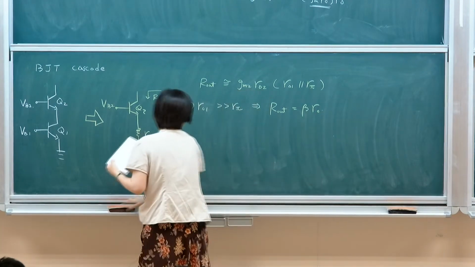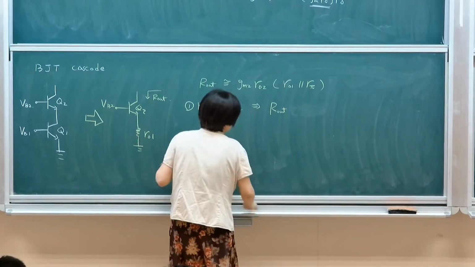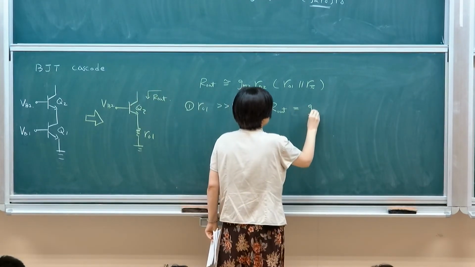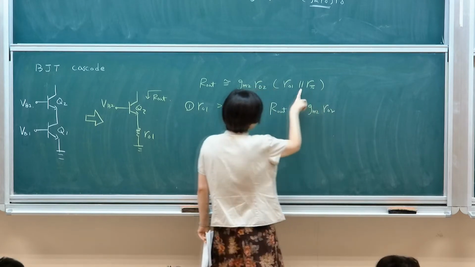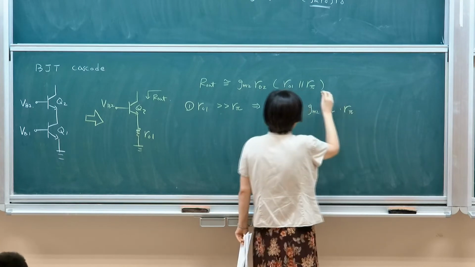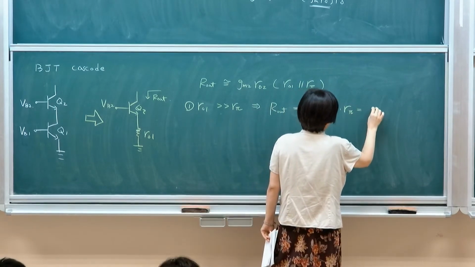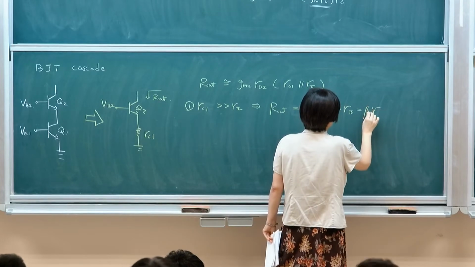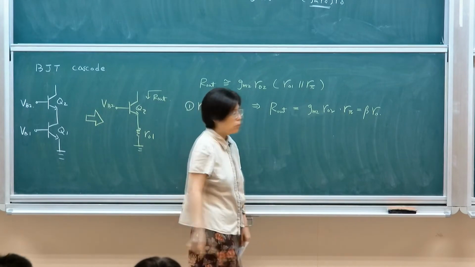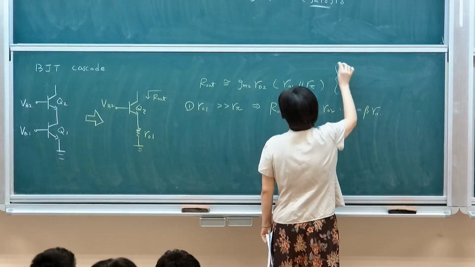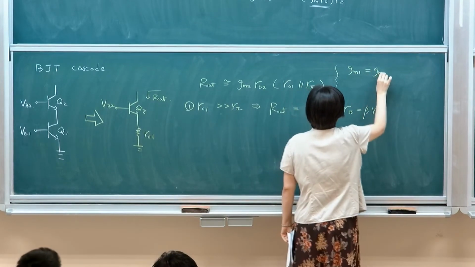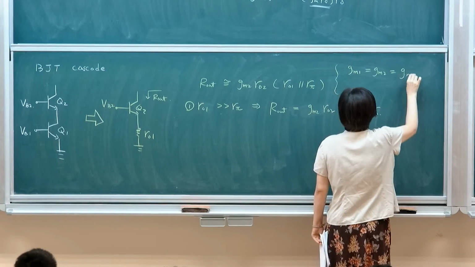Let me rewrite this. So this would then be GM2, RO2. Because RO1 is much, much larger, so you see R pi. And therefore, it will be GM R pi, therefore, is beta RO. Let me just say that for bipolar version, GM1 as always equals GM2 equals GMY.